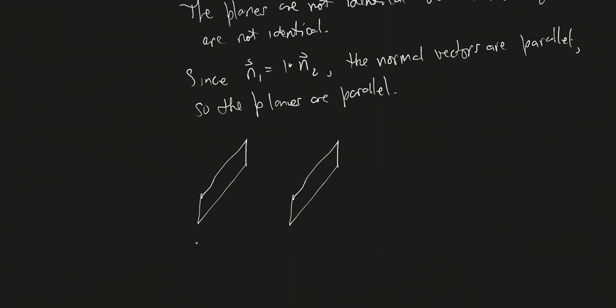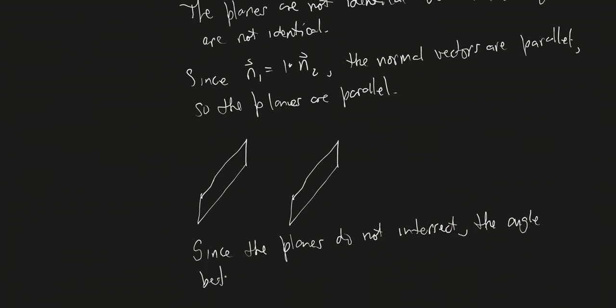So since the planes do not intersect, and that's because they're not identical, but they are parallel, since the planes do not intersect, the angle between them is undefined, or you could say does not exist. The angle between them does not exist. There you go. All right.